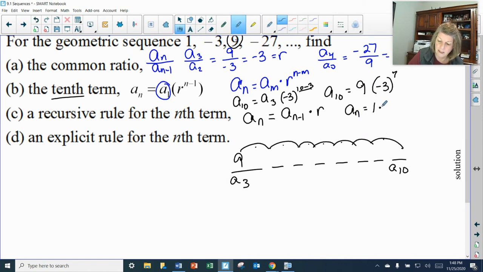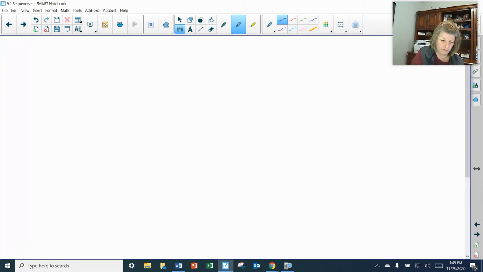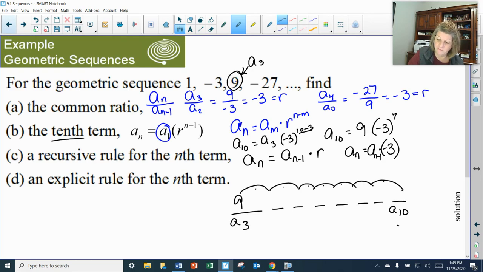1 times 3. Oh, I'm sorry, negative 3, isn't it? Our r was negative 3. So that tells me then I need a sub n minus 1 still there. Yeah. And then I need to define my a sub first term was 1.